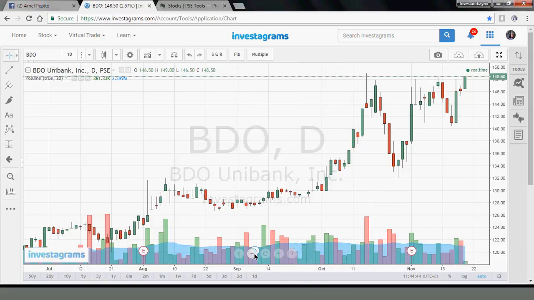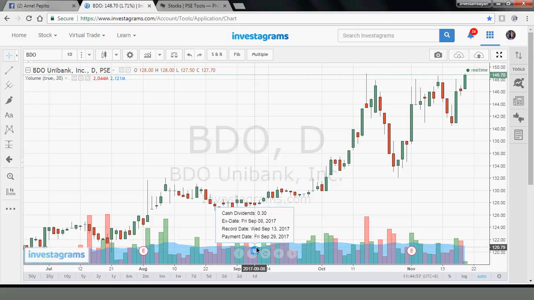Isa pa din importante part, I really like Investagrams kasi nandito na yung setup ko, and at the same time may mga features siya na gusto, just like this. So dividend as well, nakikita mo kailan siya magbibigay ng dividend. Cash dividend 0.30 per share. Ex-date, yan yung titingnan mo. Kung halimbawa may hawak ka na, dapat ang ex-date niya tapos na kasi ito September 8. Dapat before that date or during ex-date, dapat meron kang hawak para masama ka sa dividend.